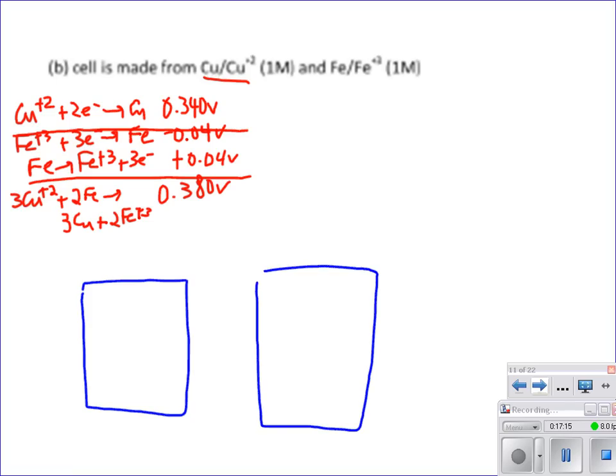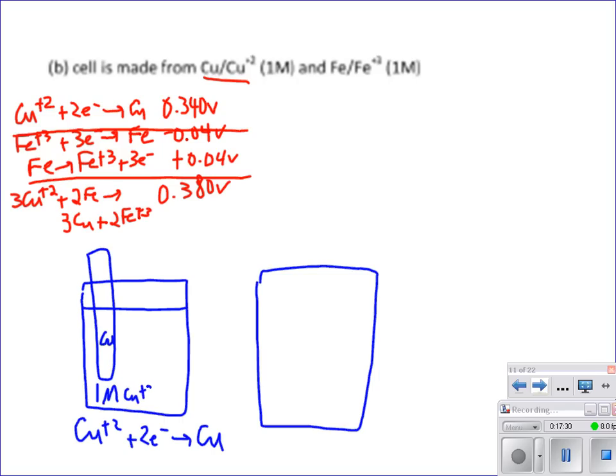All right, what do you want on the left? Which element? You want to put copper here because it's first? We'll put copper 2+ plus 2 electrons makes copper. Okay, this is going to be a copper electrode in a 1 molar copper 2 solution. This is oxidation or reduction? Reduction. So what's the name of this electrode? Red cat. This is the cathode. Oh, I forgot to label my electrodes.